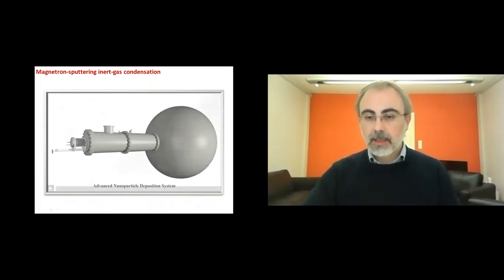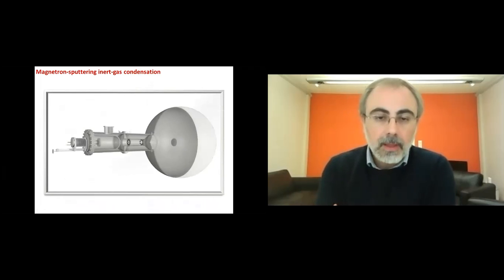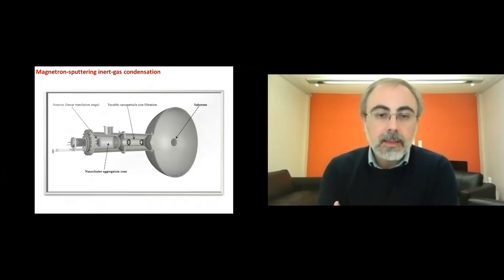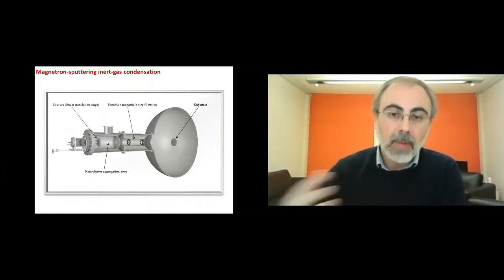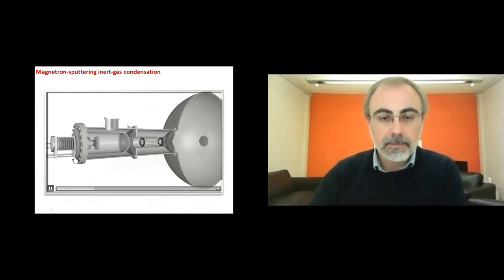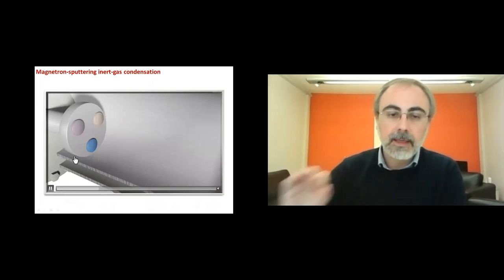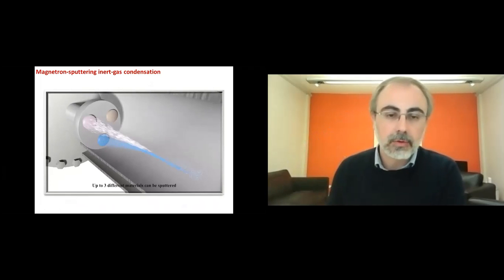Just to give you a better idea of how this process looks, there's a very short video. This is a schematic of the machine. And here's the inside, and you can see the magnetron gun on the left, the main chamber. There's a mass filter, which allows us to create a single size, a narrow size distribution of sizes.